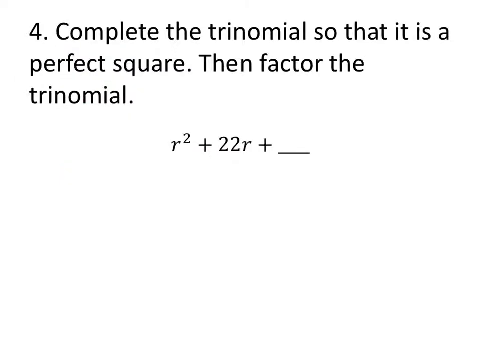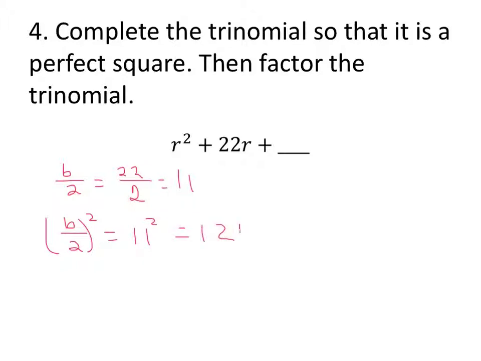Okay, compared to the other ones, this is quite an easy one. We know that to complete the square, it says complete the trinomial so that the expression is a perfect square, and then factor it. So the key to completing it is we need to know what b over 2 is, which b is 22, so b over 2 is 11. And then we need to know what b over 2 squared is, which is 11 squared, which is 121. So we need to add 121 to this expression to make it a perfect square trinomial.